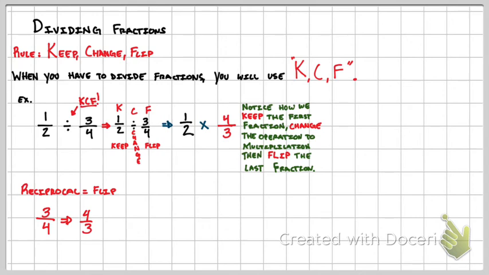My problem was 1/2 times 4/3. My rules for multiplication say numerator times numerator, denominator times denominator. So 1 times 4 gives me 4, 2 times 3 gives me 6, and I'm left with 4/6. Now 4/6 falls within our even shortcut, so I'm going to divide by 2.